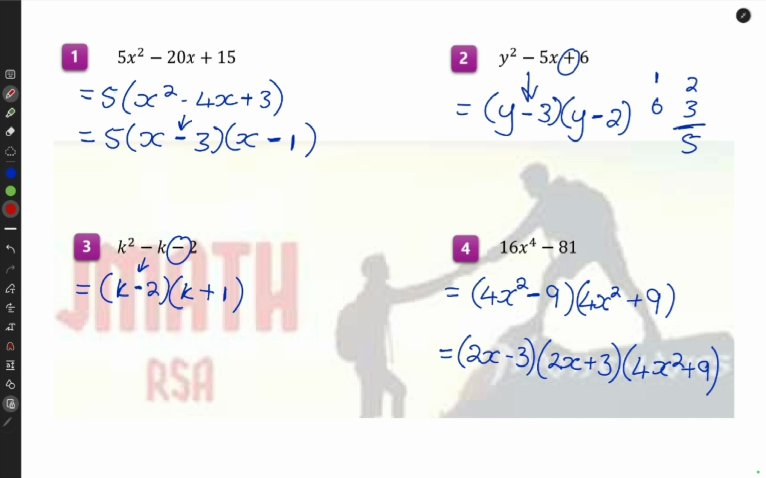Okay, perfect. Those are all the questions. Let's mark and see how you did. Question 1 would be 3 marks. I would get a mark for taking out the 5 and then a mark for each bracket. Question 2, just 2 marks, a mark for each bracket. The same with question 3.